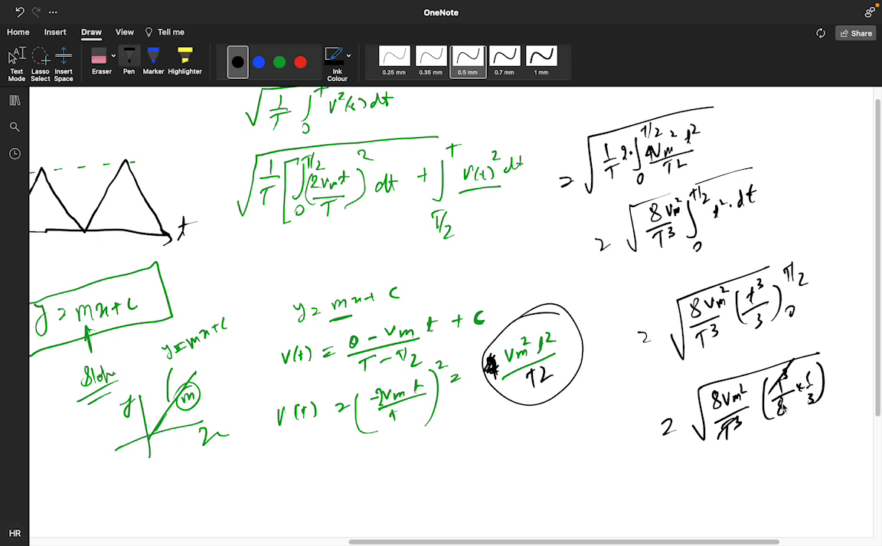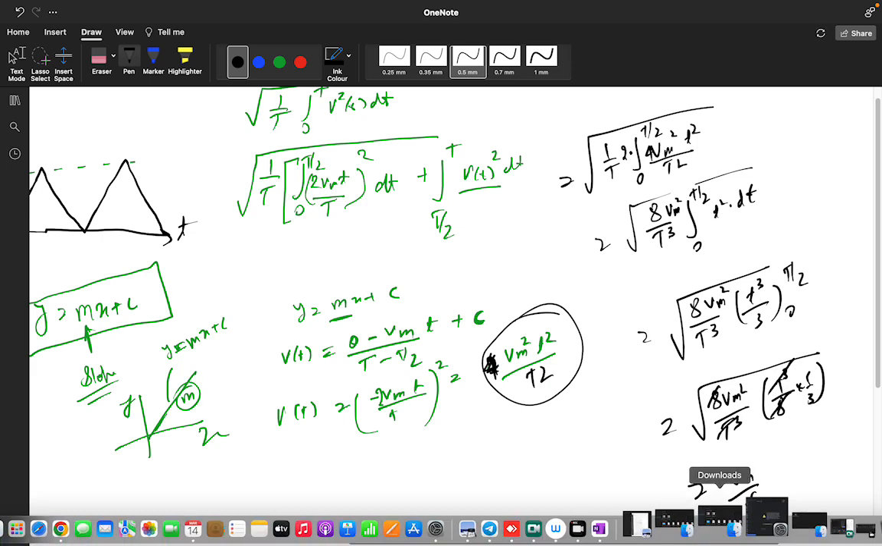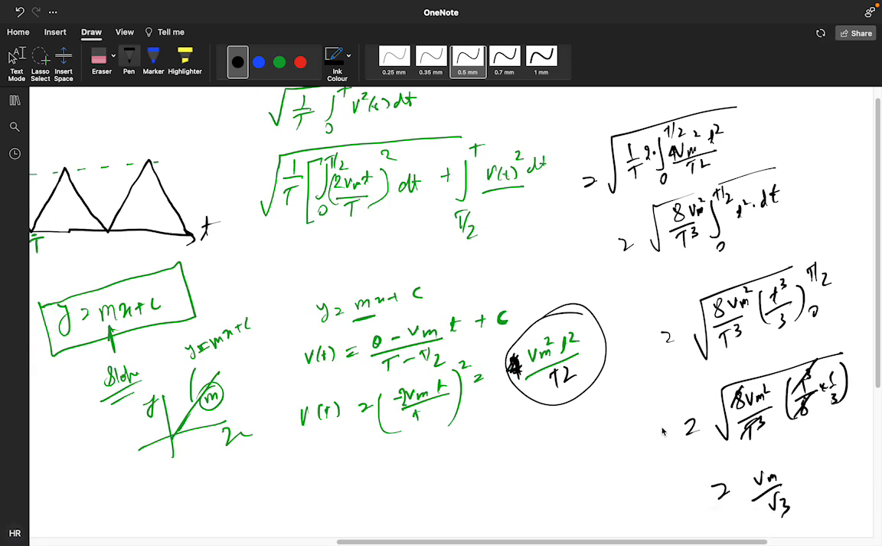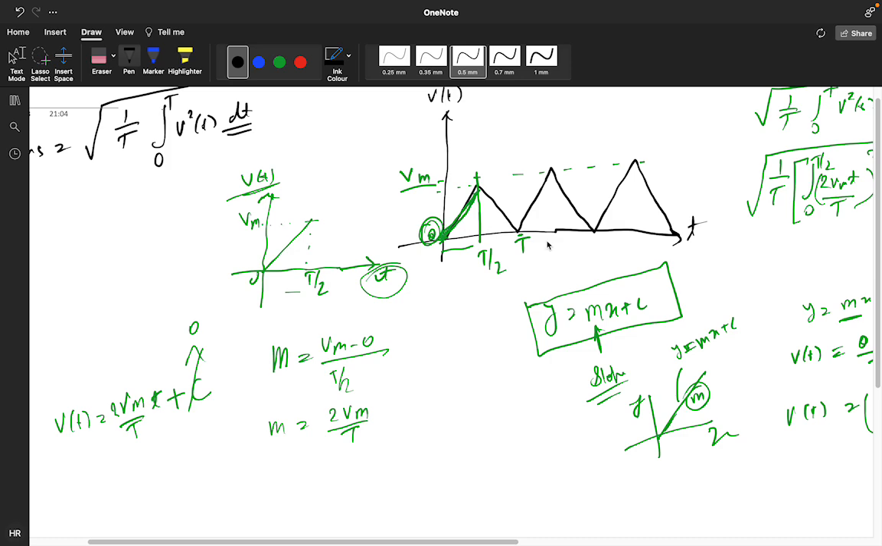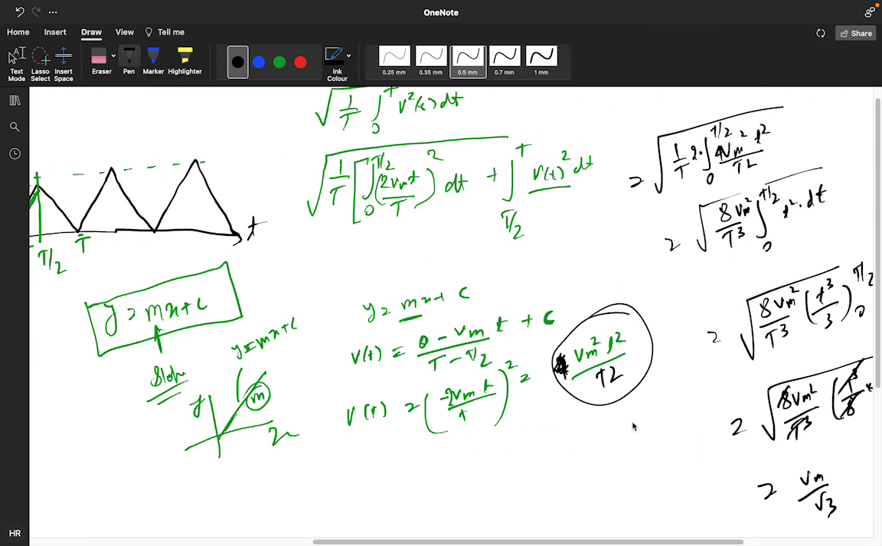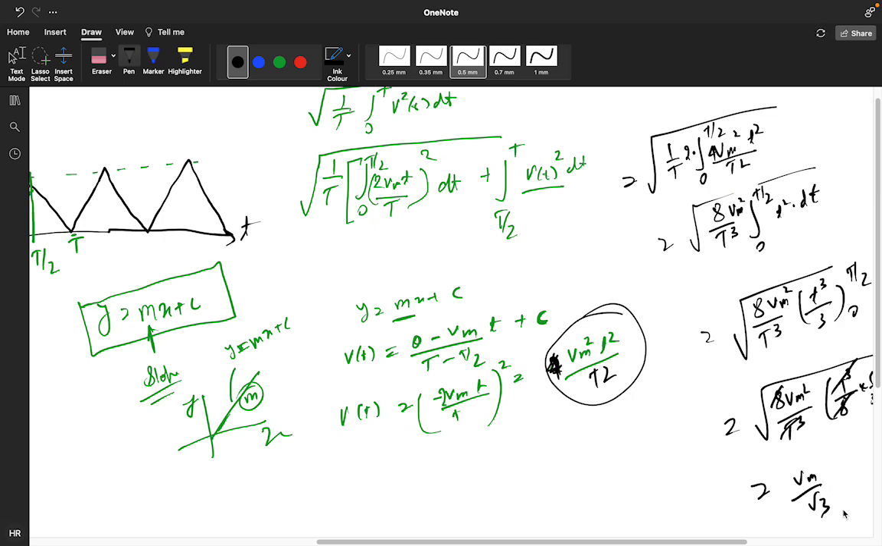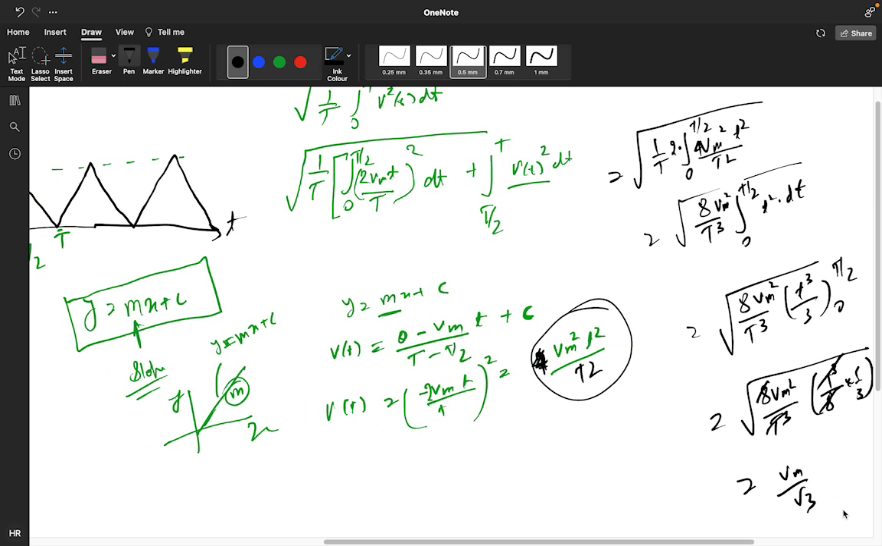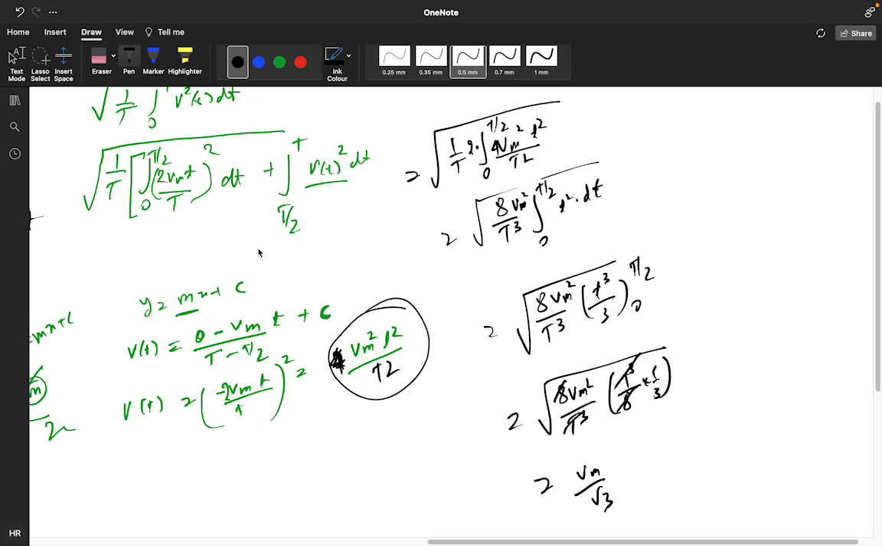This will get cancelled out, this will get cancelled out, and you will get the result as Vm by root 3. So yesterday I told you, you will get the RMS value of any trigonometric function as Vm by root 3. So in this way we are getting Vm by root 3, by solving these equations.